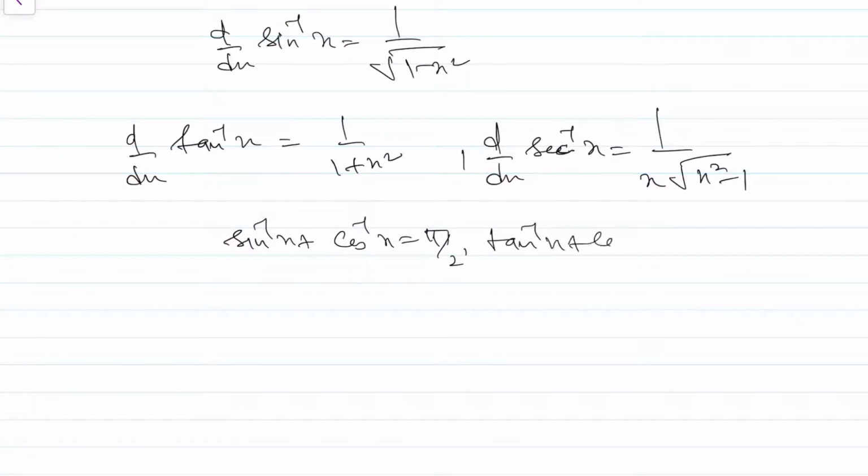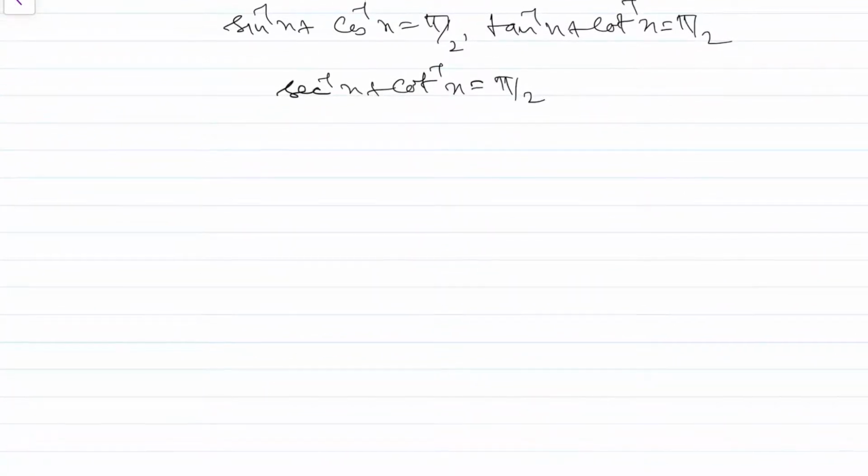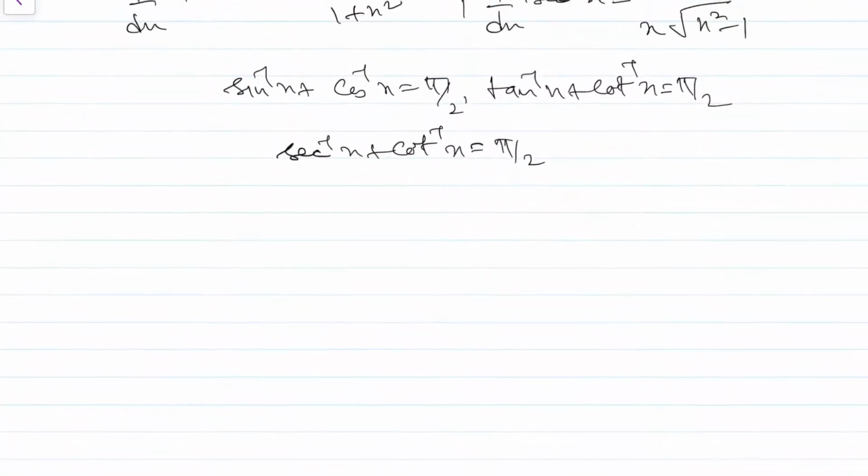Tan inverse x plus cot inverse x again equal to pi by 2. Similarly, sec inverse x plus cosec inverse x equal to again pi by 2. So using these identities, or directly, we can find the derivative of cos inverse x, and d over dx of cos inverse x will be minus 1 upon under the root 1 minus x square.